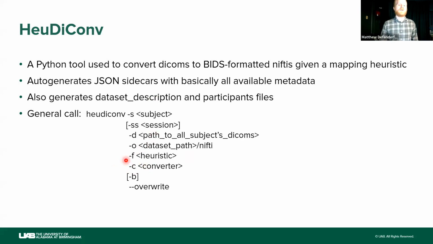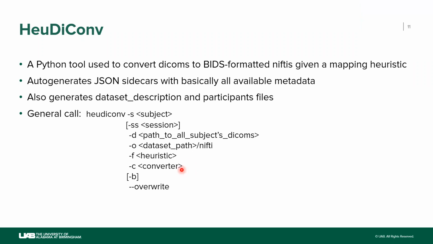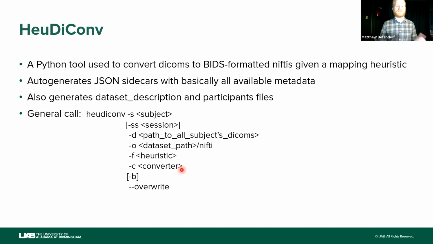And then the converter is going to be dcm2niix. It's an older tool, but it still works extraordinarily well for converting from DICOM files to NIfTI files. And then -B just says to put it in BIDS format. I'm not sure why that's not just a default, since that's the whole point of the tool, but they wrote it, and you have to add that.